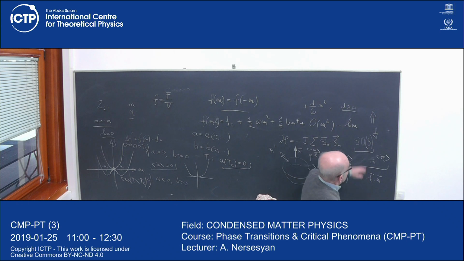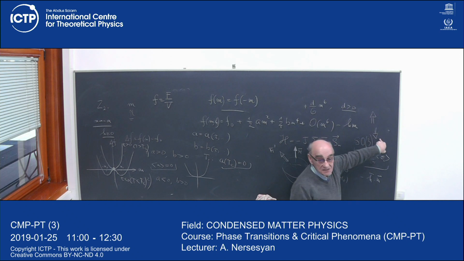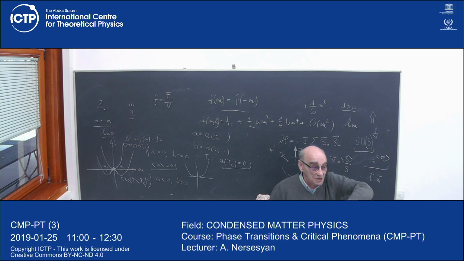I cannot in an infinitesimally small fashion change the ground state, the minimal energy state in this case, because there are only two of them, either this or this. It's a discrete transformation. Either I have it, either I don't have it. Either I'm up or I'm down. There is nothing in between.